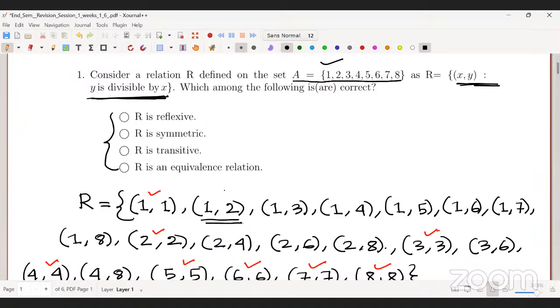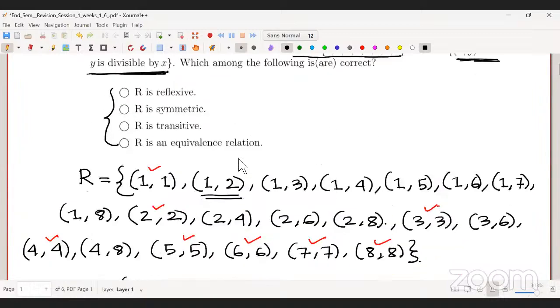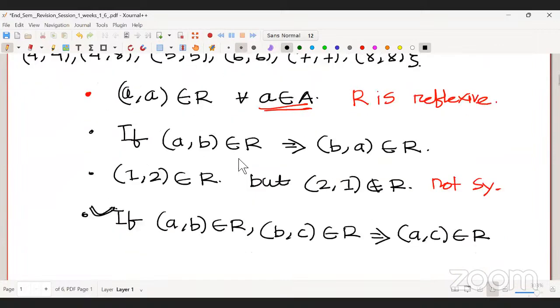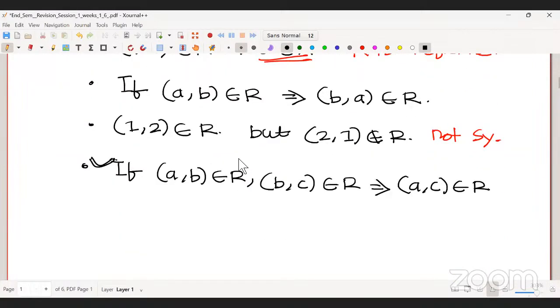If y is divisible by x and x is divisible by some other number, then y has to be divisible by that number as well. Yes. Basically, if Y is divisible by X and Z is divisible by Y, then Z is divisible by X also. So you have A comma B, which is in R, right? So by definition, B is divisible by A, right? This is by definition, right?